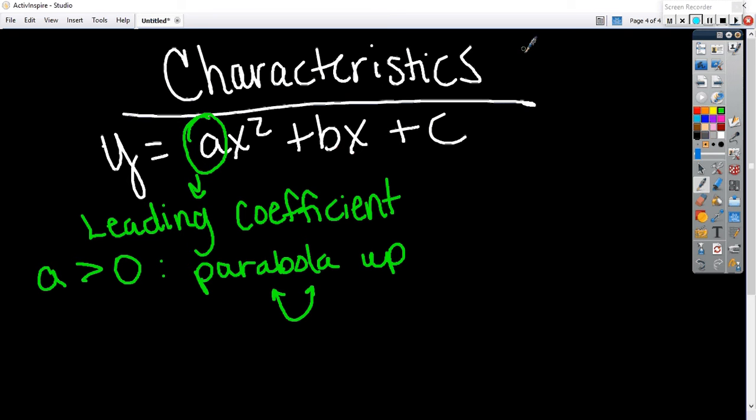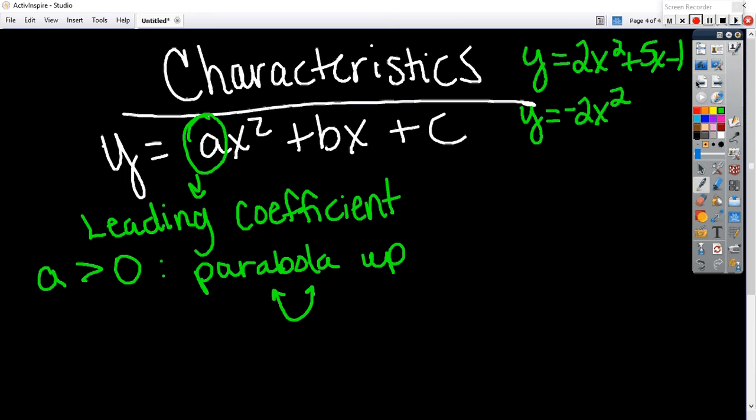So you would look at the equation. If I had an equation, A equals 2x squared plus 5x minus 1, that leading coefficient is positive, so that parabola would open up. Does that make sense? Whereas if it was negative 2x squared plus 5, it would not open up, because if it's negative, it opens down.